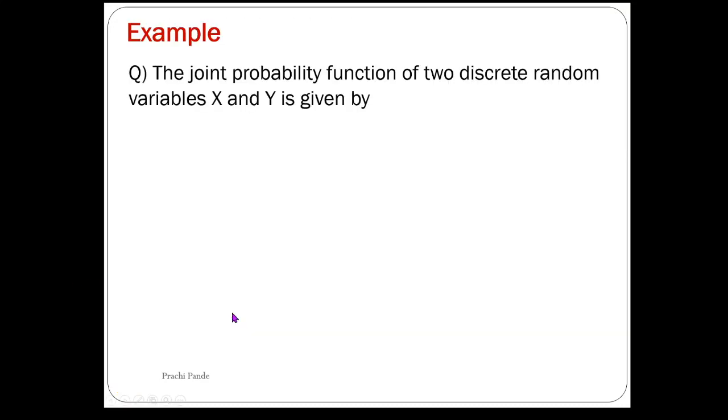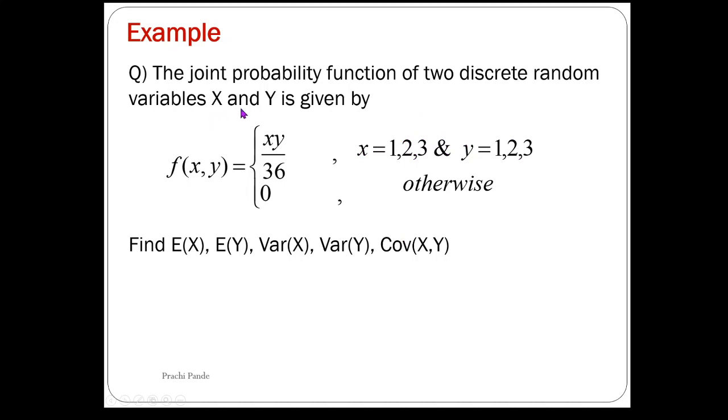Let's take another example. The joint probability function for the two discrete random variables x and y is given by f of xy is equal to xy by 36 for x equal to 1, 2, 3 and y equal to 1, 2, 3, and it is 0 otherwise. And we have to find out the same thing: expectation of x, expectation of y, variance of x, variance of y, and covariance of xy.